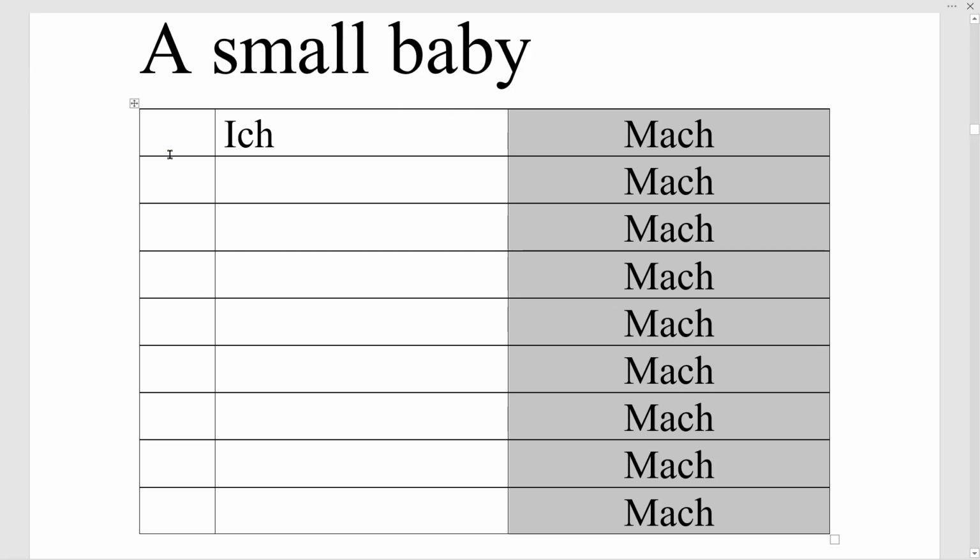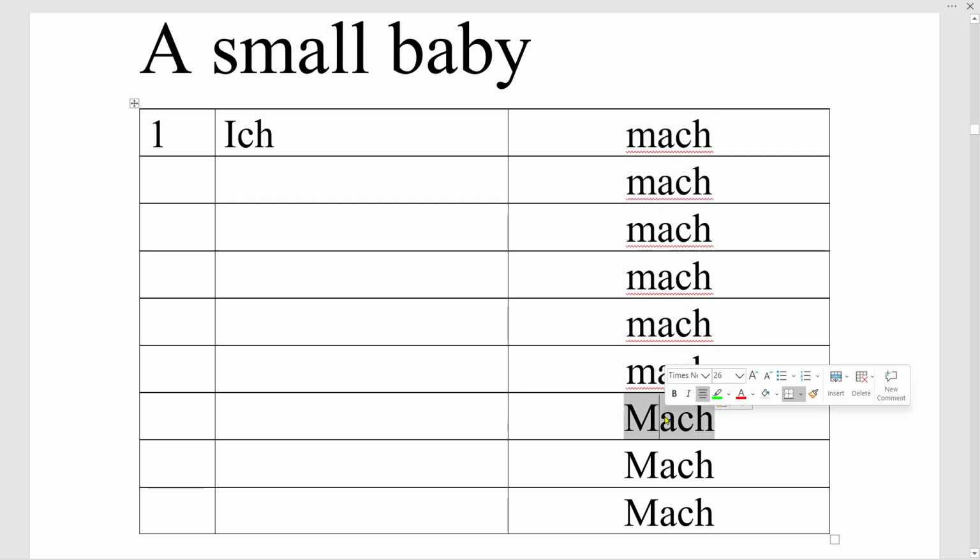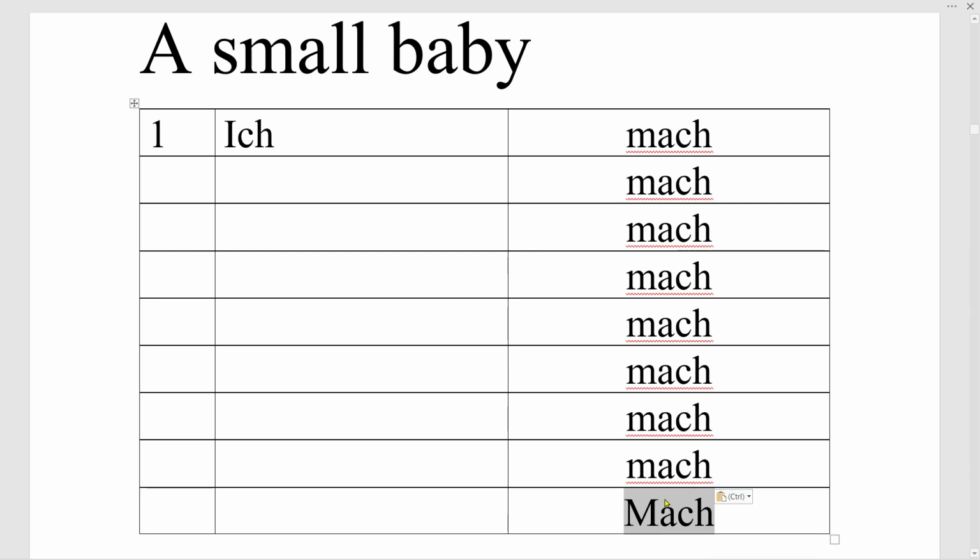So this is number one, ich. What do we do here? We say ich plus the ending. The first person is always like this: ich mache. This is what we do basically. Ich mache means I do, or I make, or whatever.